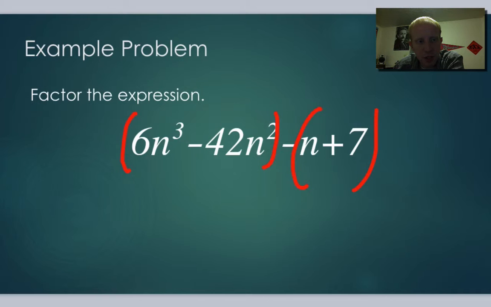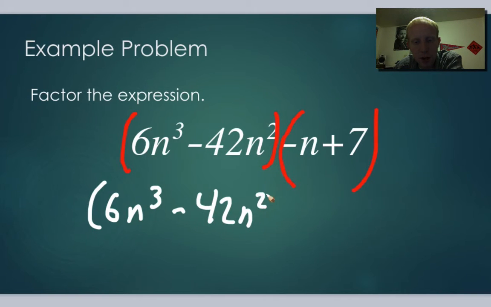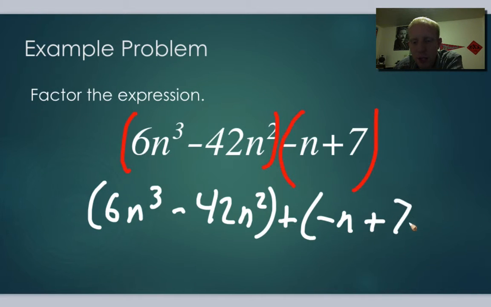Let me point out something. I'm going to group this minus sign with the n as well, because that minus sign is going to be important. So let's rewrite this down here just to make sure we got this clear. We've got the expression 6n cubed minus 42n squared plus a negative n plus 7.